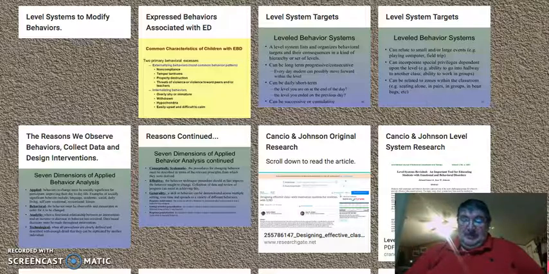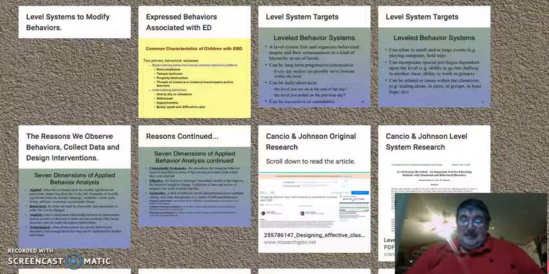So, a little bit about ED behaviors. Students that have ED behaviors are the most difficult to teach due to being disruptive, destructive, aggressive, and defiant. Level systems are used to shape behaviors and create self-management.